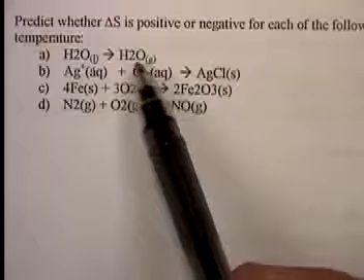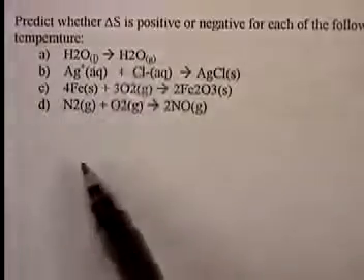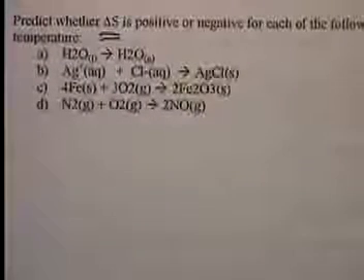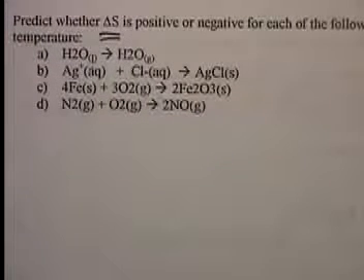And when you do this, what's going to happen to the entropy of the system, the delta S? Is it going to become more disorganized? Is it going to have more microstate possibilities? Or is it going to have less?